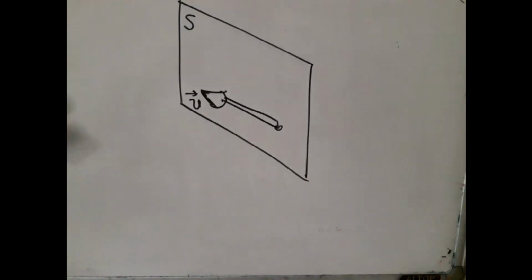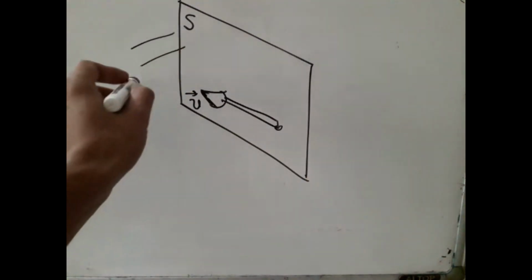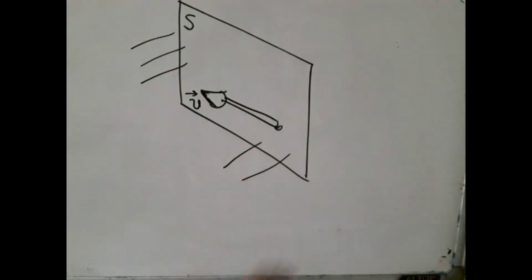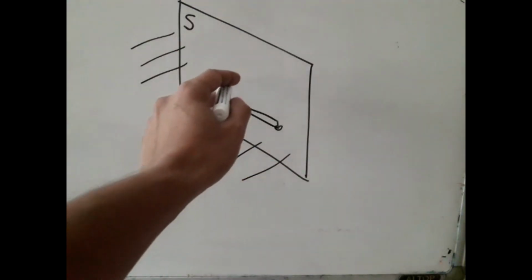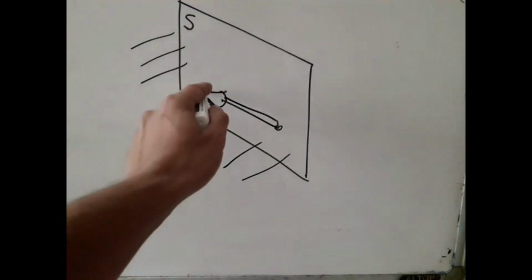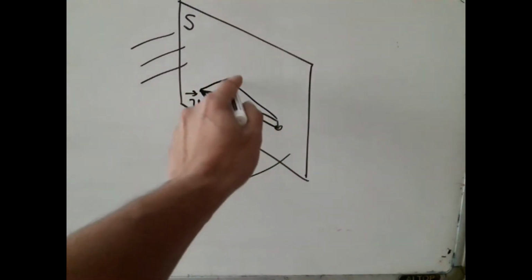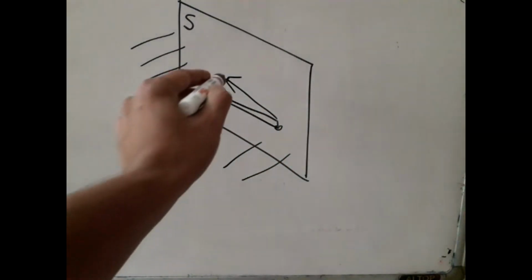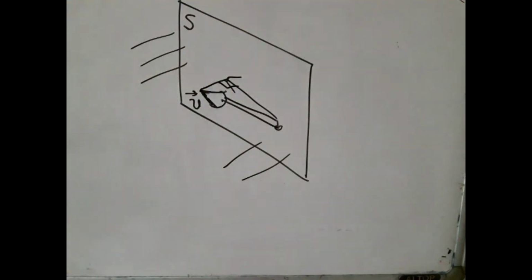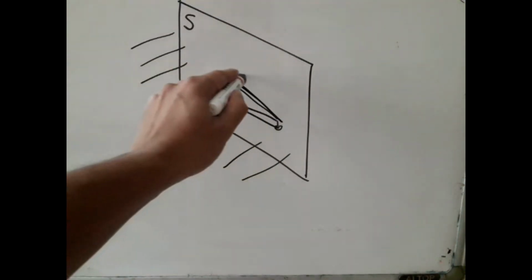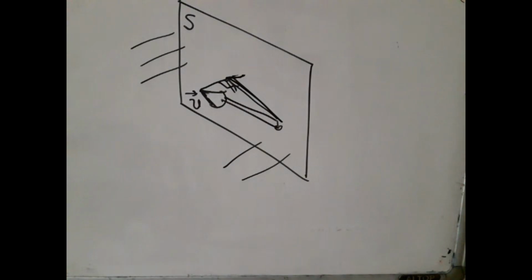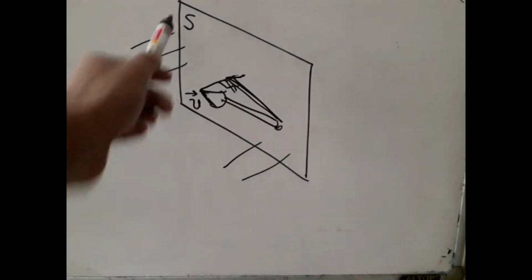You are shining light which is perpendicular to S, and then the shadow that this object casts on the screen, that is the foot of the perpendicular dropped from the tip of this arrow. So this vector will be the orthogonal projection of V onto S.